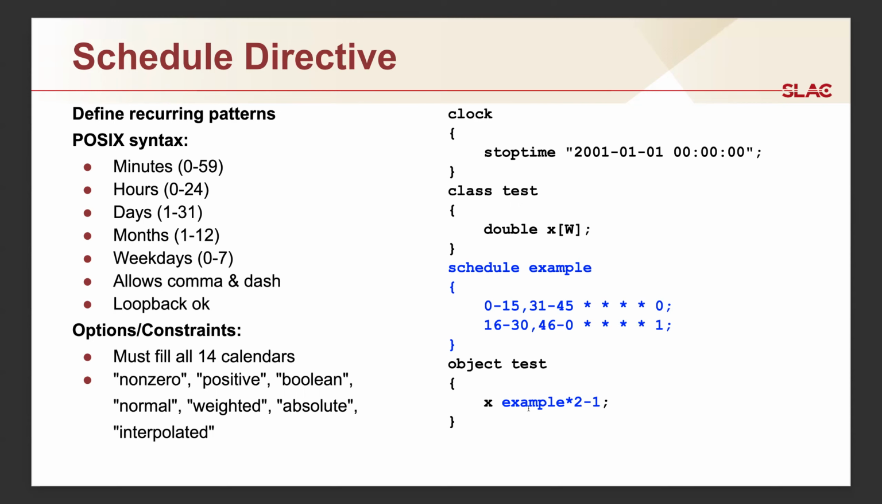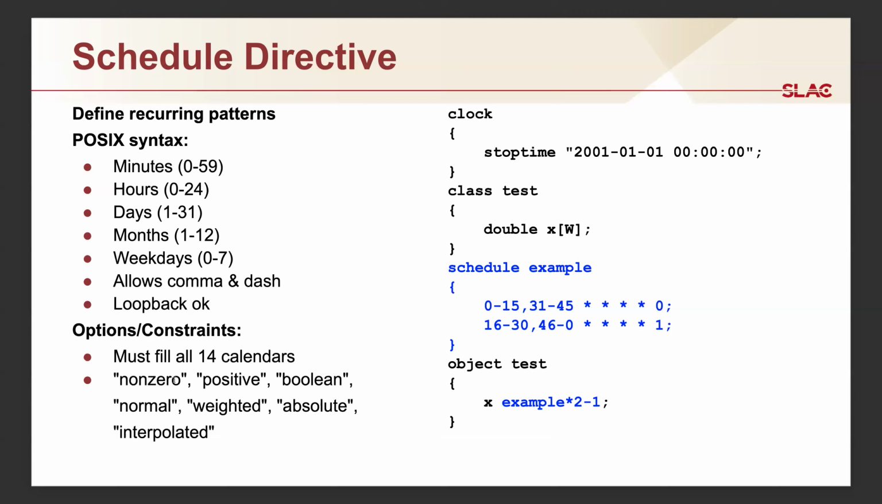The way you use a schedule is simply to take the name of the schedule and apply a linear transformation to it. And then that schedule is linked to the property, and the property will take the value that you have here through the linear transformation, and it will follow that pattern as the clock advances through the simulation. There are some options that you can apply to change how the schedule works. These are not used frequently, and mostly they're used to validate the schedule to ensure that it has characteristics that you need when it's loaded or when it's being applied to a property.